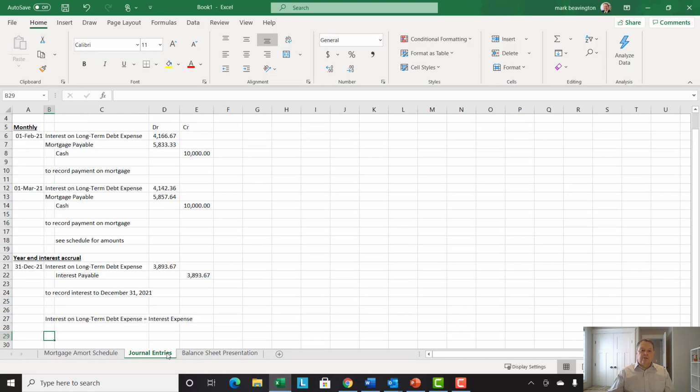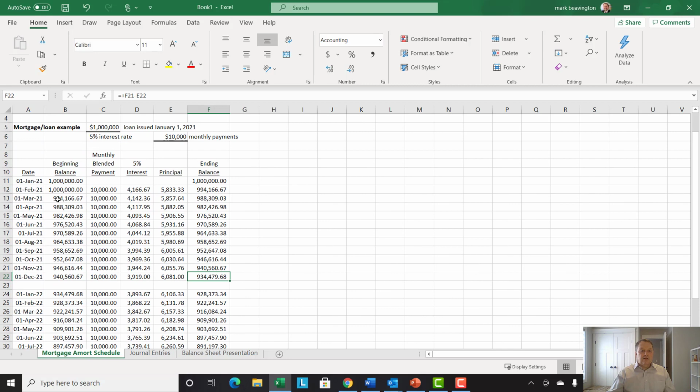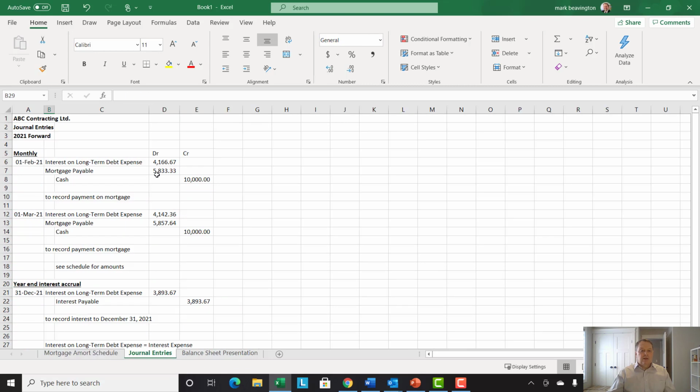So for journal entries, the key to keep in mind here is that on the date you make the payment, you're going to pay a certain amount of cash out of your bank account. So $10,000, these are monthly blended payments in the loan that we've been talking about. A certain amount is going to be for interest. And let's just go back to our schedule here. So the interest on February the 1st of 2021 is $4,166.67. There's our journal entry, and we know the payment is $10,000 in total, so the difference should be the principal payment.